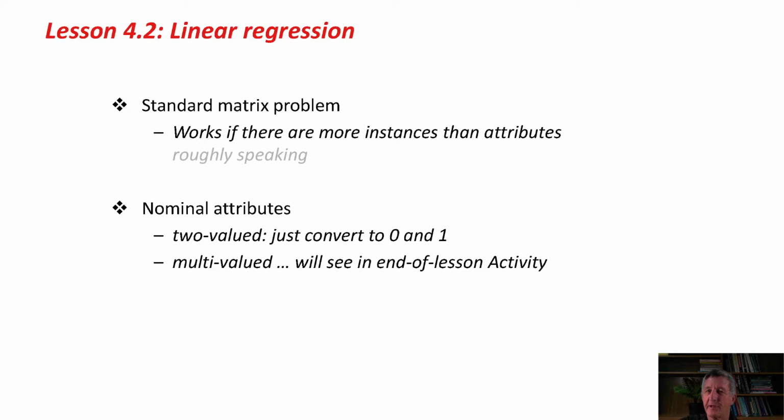You couldn't expect this to work if you had a huge number of attributes and not very many instances. But providing there are more instances than attributes, and usually there are, of course, then it's going to work okay. If we did have nominal values, well, if we just had a 2-valued, a binary value, 0 and 1, we could just convert it to 0 and 1 and use those numbers. If we had multi-valued nominal attributes, well, you'll have a look at that in the activity at the end of this lesson.